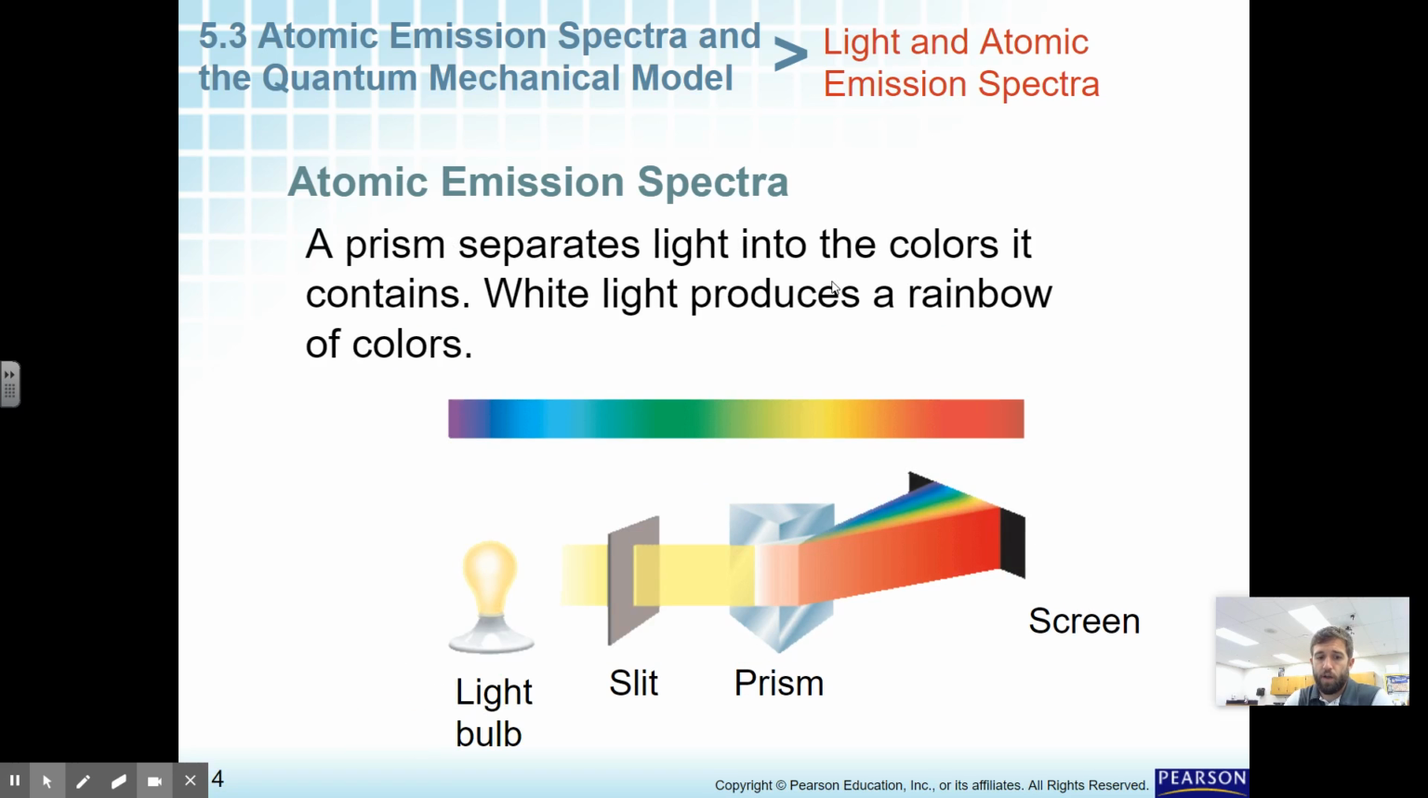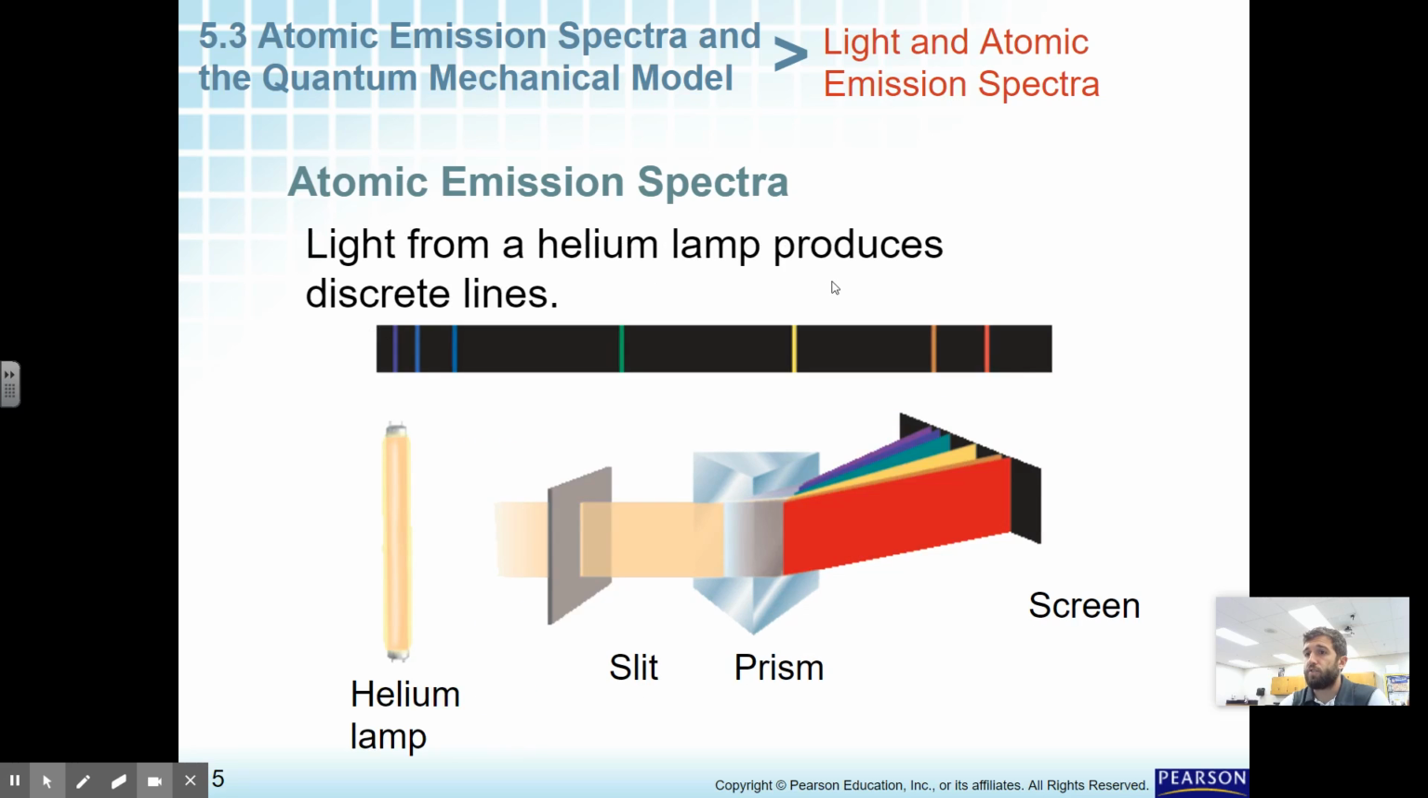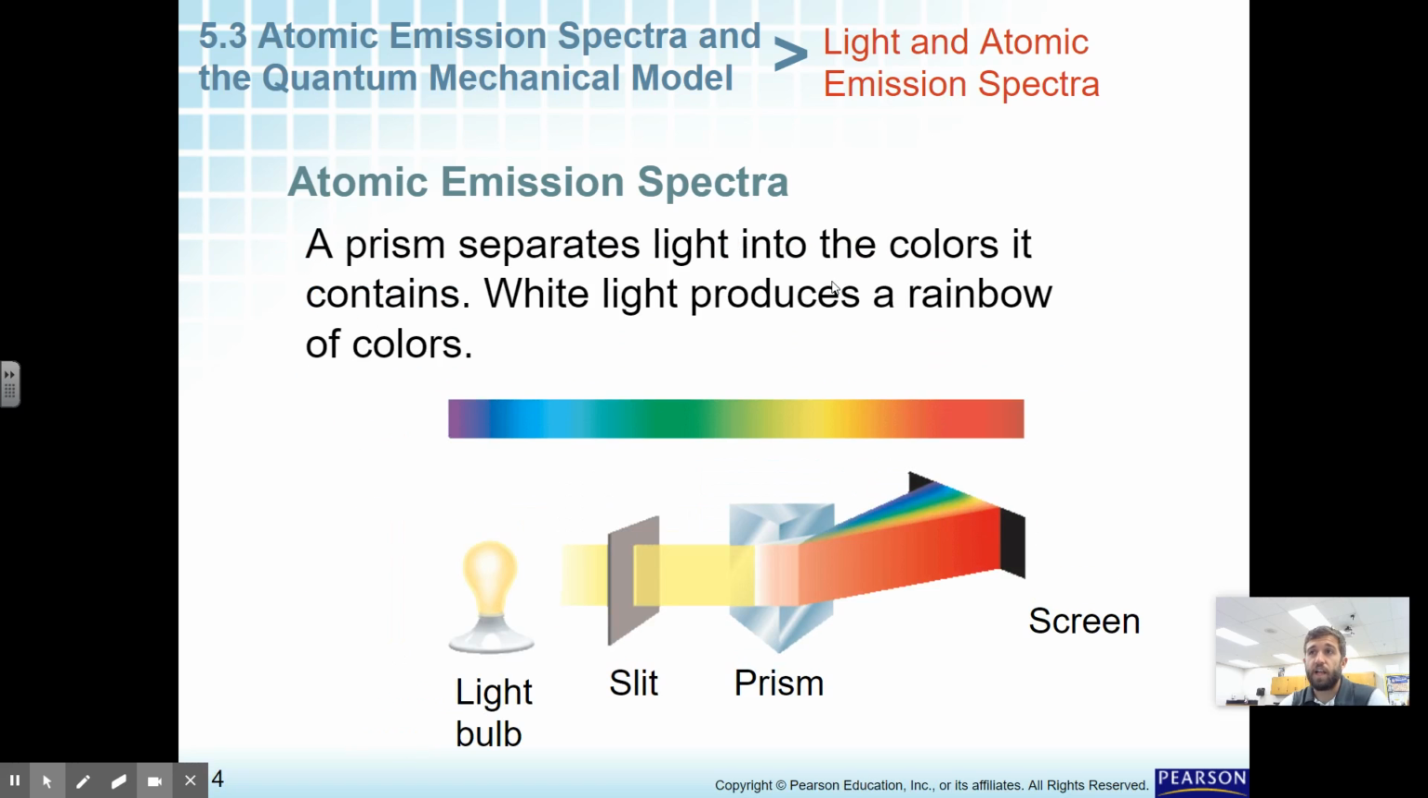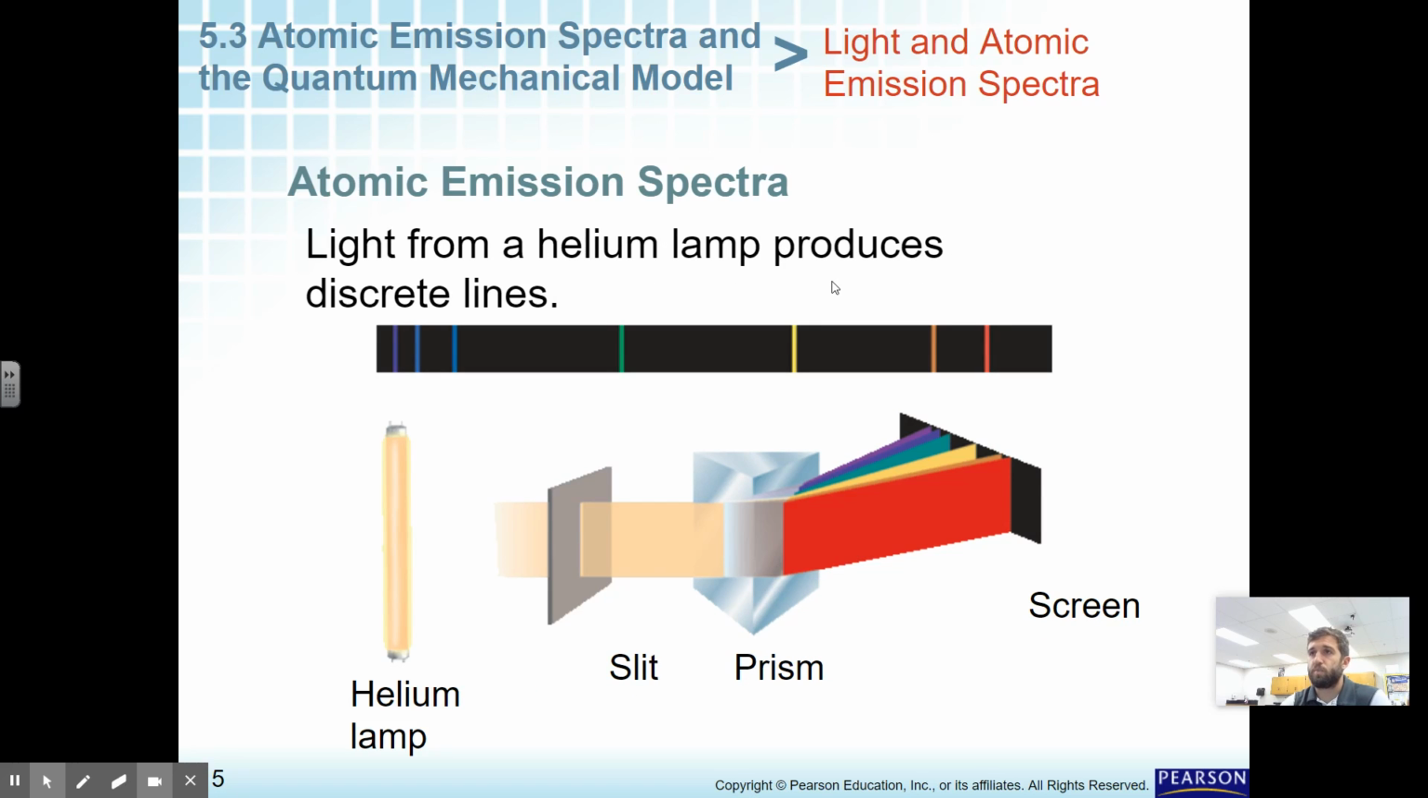This is an example of atomic emission spectra. You have a light, you run it through a slit, a very small opening, it hits a prism, and then you can see all of the colors of that certain light. The elements this would work for, such as hydrogen and helium, are the main two, but there are other ones as well. They have different atomic emission spectra, with discrete lines placed here.